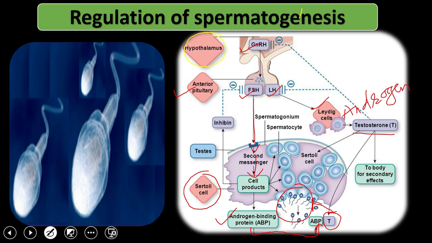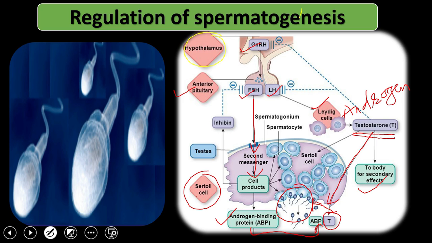This testosterone hormone is produced in the interstitial space, but androgen binding protein allows this testosterone to enter the seminiferous tubule, because spermatogenesis occurs in the seminiferous tubule. Testosterone is also responsible for the secondary effect, that is secondary sexual characters.